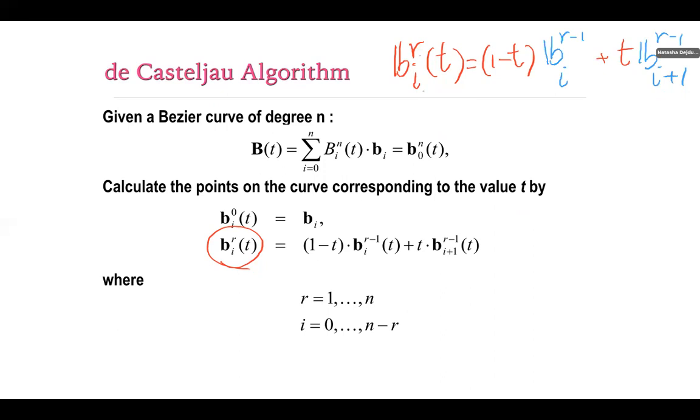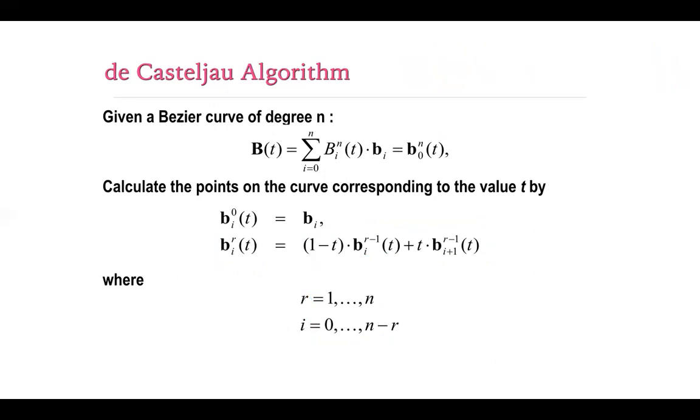Okay. So here we are, where r from 1 to n and i from 0 to n minus r. This is the Casteljau algorithm. Very easy.